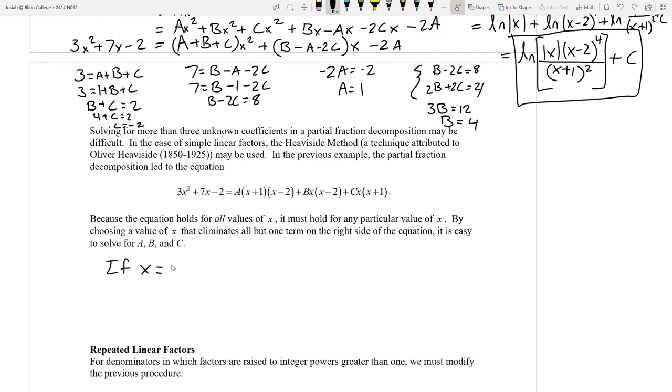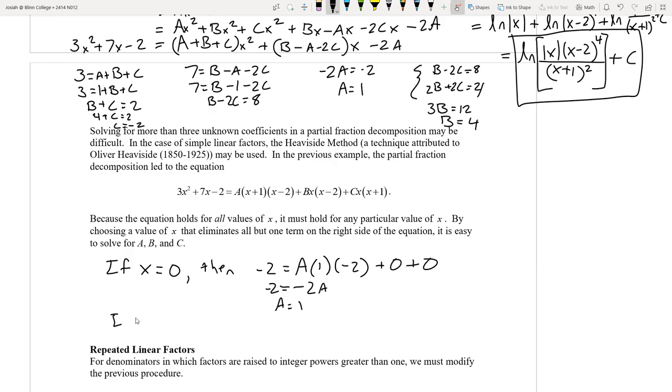So if x equals 0, then, well, on the left side, we'll have 0 plus 0 minus 2. So we'll just end up with the negative 2. And on the right side, we'll end up with a times, well, 0 plus 1 is 1, 0 minus 2 is negative 2, and the other terms become 0. So we end up with negative 2a equals negative 2, so a equals 1.